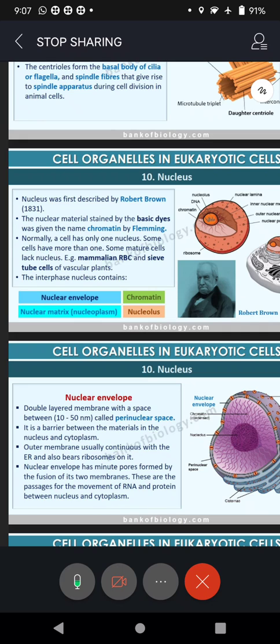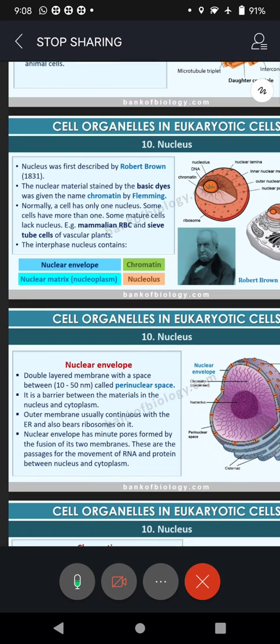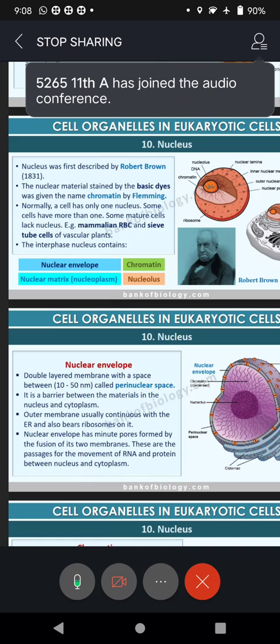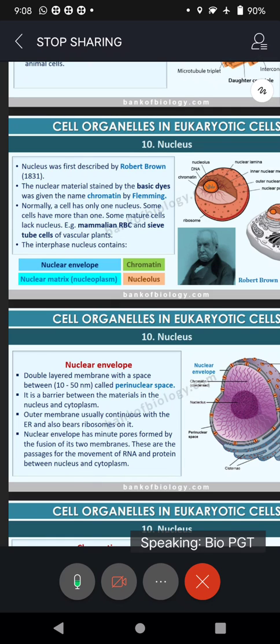Normally, a cell has only one nucleus, but some cells have more than one nucleus, and some mature cells lack nucleus. Now, here I must tell you one important word. If a cell has normally one, but some cells will have more than one, then we say coenocytic condition. And remember, RBC is an enucleated cell in our body. Enucleated, no nucleus. Okay? Mammalian RBC has no nucleus. And sieve tubes in the vascular plants in phloem will have no nucleus. You must remember this. And nucleus contains, as we said, nuclear membrane outside, chromatin reticulum, nucleolus, and of course nucleoplasm.